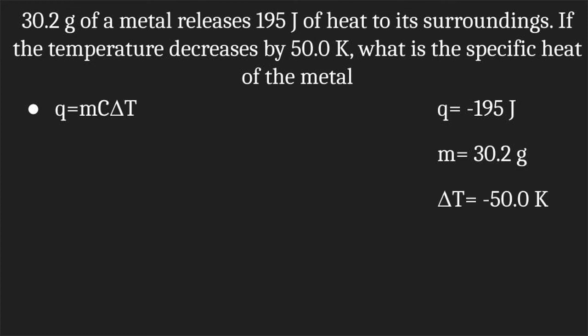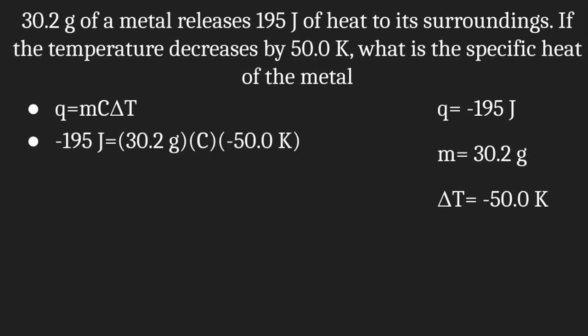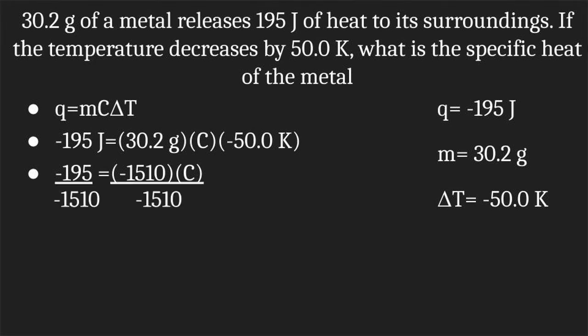And now we can plug into our equation. So we get negative 195 equals 30.2 multiplied by C multiplied by negative 50. Multiplying the numbers on the right side, we get that negative 195 equals negative 1,510 times C. To get C, or the specific heat, by itself, we're going to divide both sides by negative 1,510, and that gives us that C, or our specific heat, is equal to 0.129 joules per gram Kelvin, and that is our final answer.